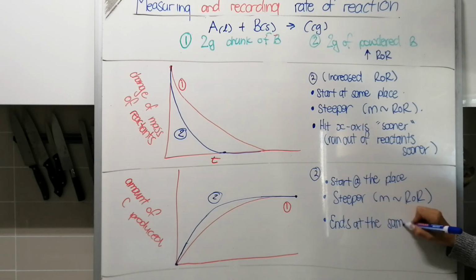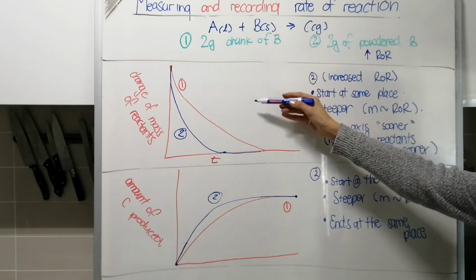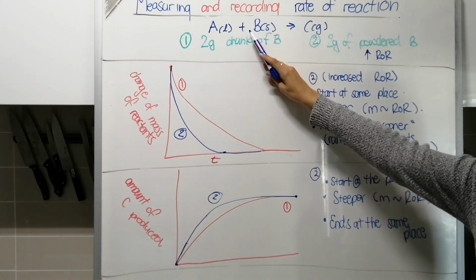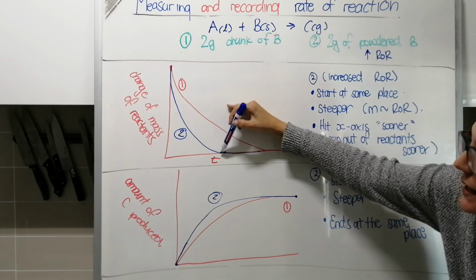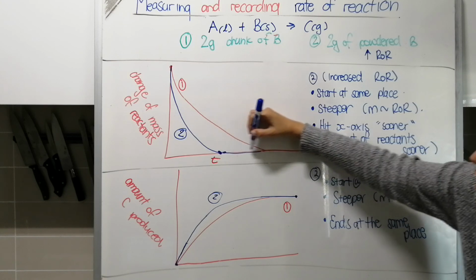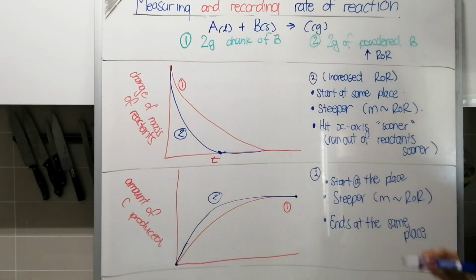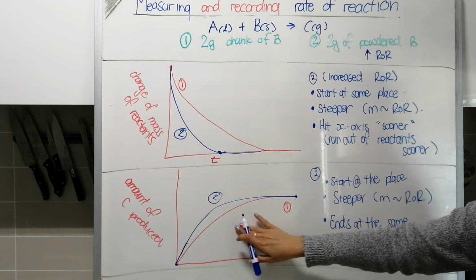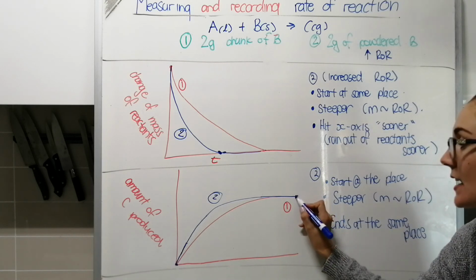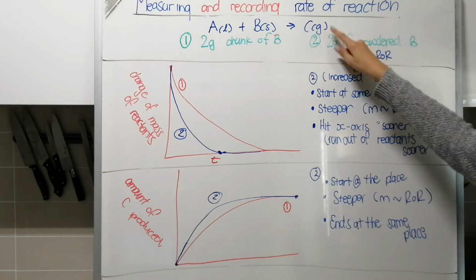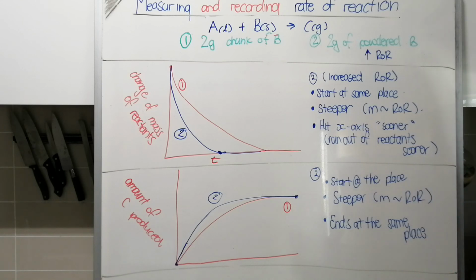So the difference between these graphs, I'm hoping you can see that. The difference is if you are graphing the reactants, it does not end at the same place. This will hit the x-axis long before that one hits the x-axis. But if you are graphing the product, they must end at the same place because you will finish with the same amount of product.